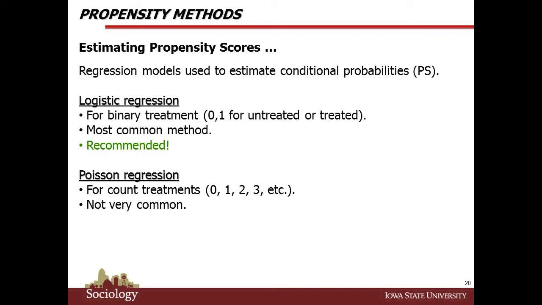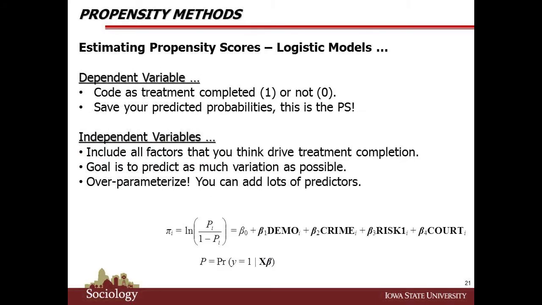If you're interested in the number of treatments, and so let's say you're not particularly interested in just completing a number of priority 1 or 2 treatment, you just want to know how many treatments they did complete overall, you can use a Poisson regression that can model the probability of completing a number rather than just yes, no, completed a treatment. You can actually get a probability of the degree of how many treatments they completed. But that's not very common in the criminal justice literature.